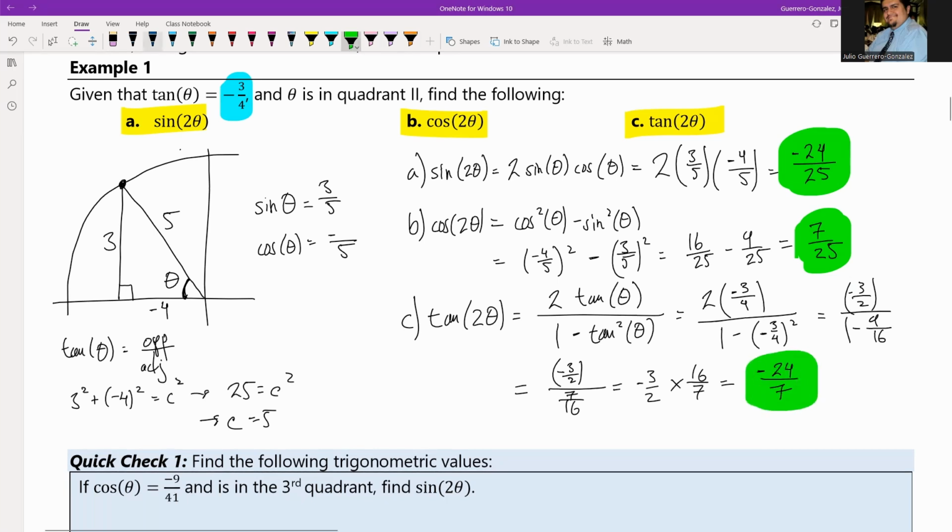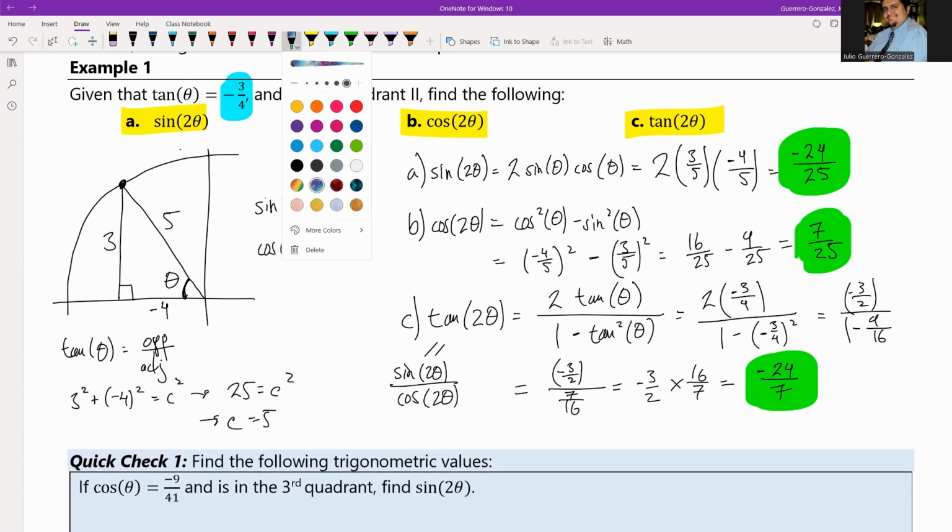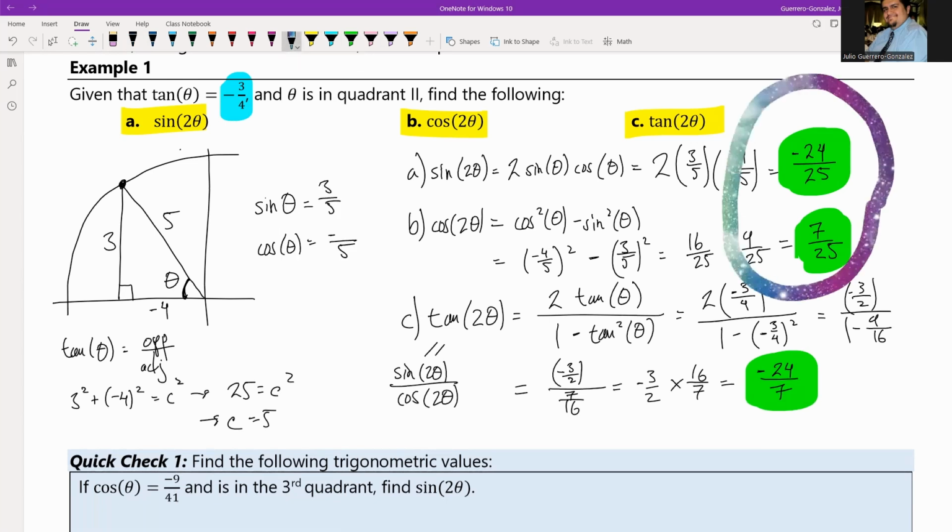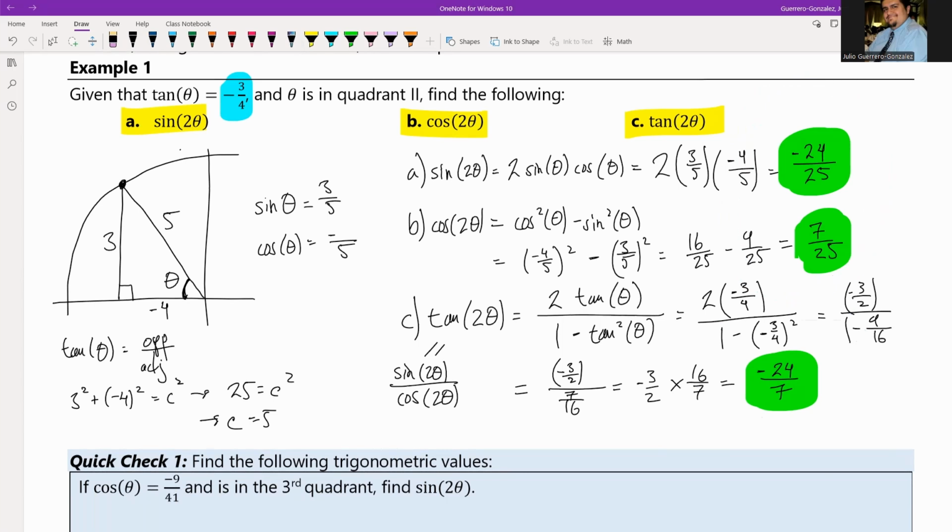Now, I gotta say this, right? Tangent is also equal to sine of 2 theta over cosine of 2 theta. So if math was all right with the world, I should be able to grab these two and divide them. And look, lo and behold, there it is. So all of these work out. Like I said, all the methods, all the equations should sort of interconnect within themselves. It's not a coincidence that they all work. That's math. All of this has been proven.